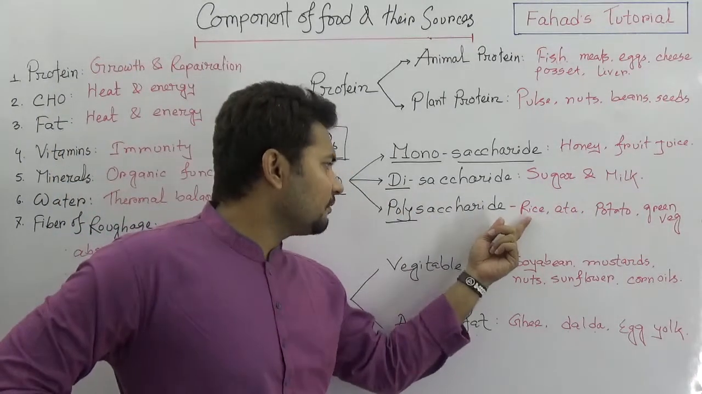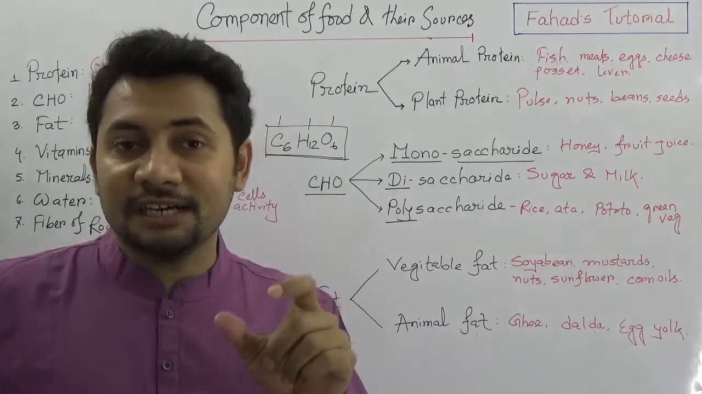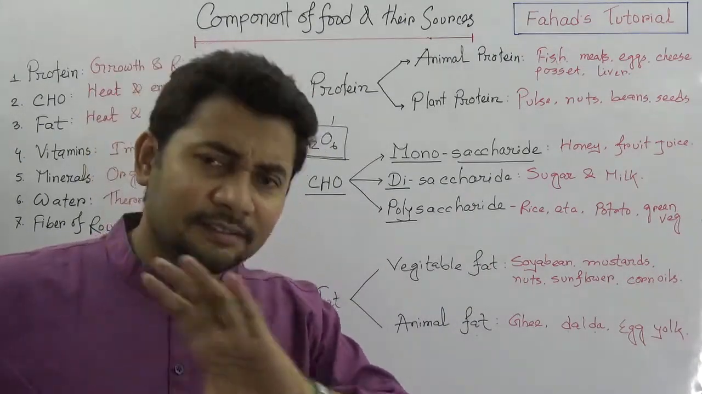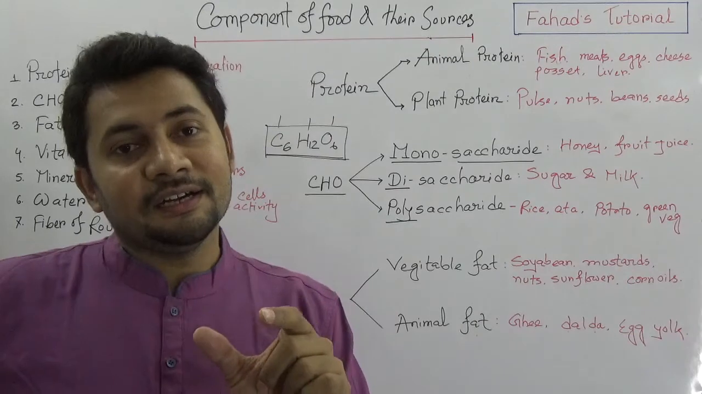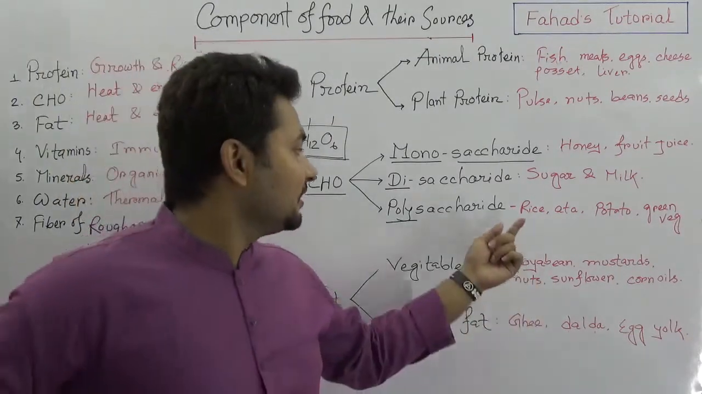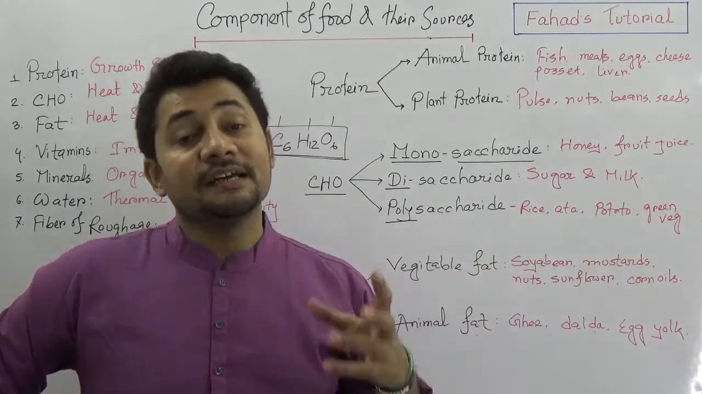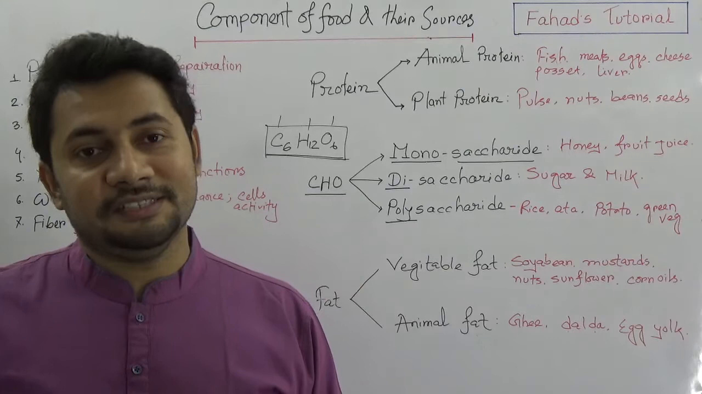I just forgot. Rice, glycogen and starch. There are other polysaccharides, but the most profound examples are glycogen and starch. Think about rice, atta, potato and green vegetables. They are the main source of polysaccharide.